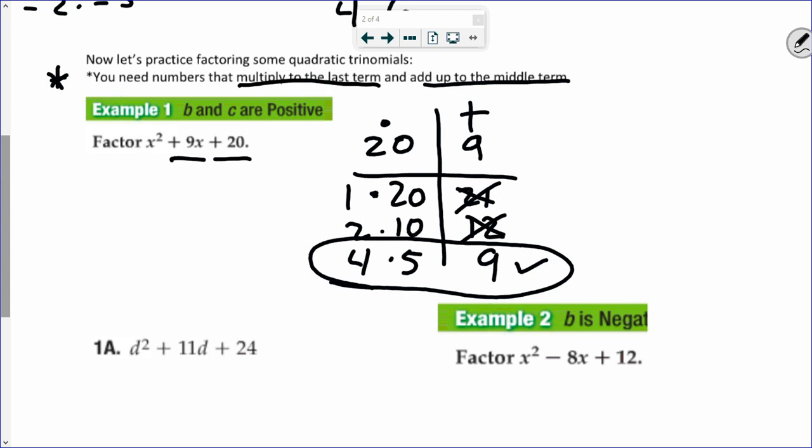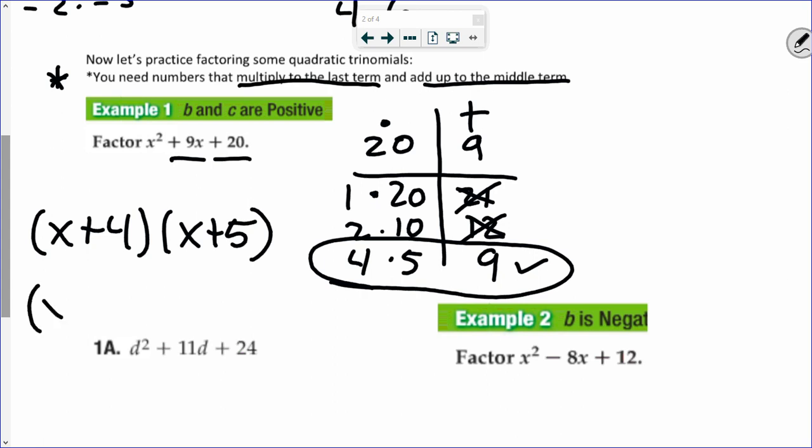So now, once I have my factors, I need to write this as again, a binomial times a binomial. I'm undoing my FOILing, so this becomes x plus 4, x plus 5. And my handwriting is close. x plus 4, x plus 5. And the order in which you write these binomials, it does not matter either way. You could also write this x plus 5 times x plus 4. And again, that doesn't matter because multiplication order doesn't matter.